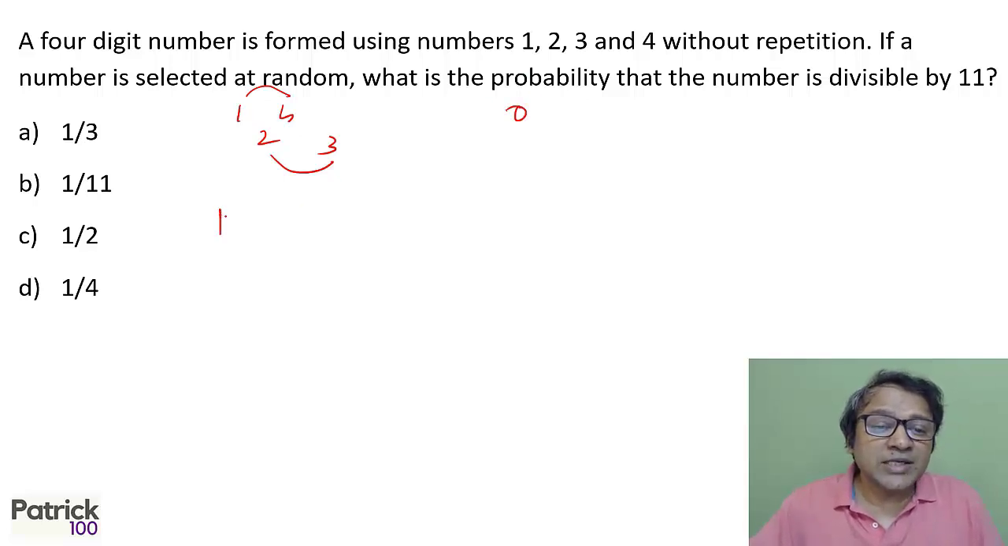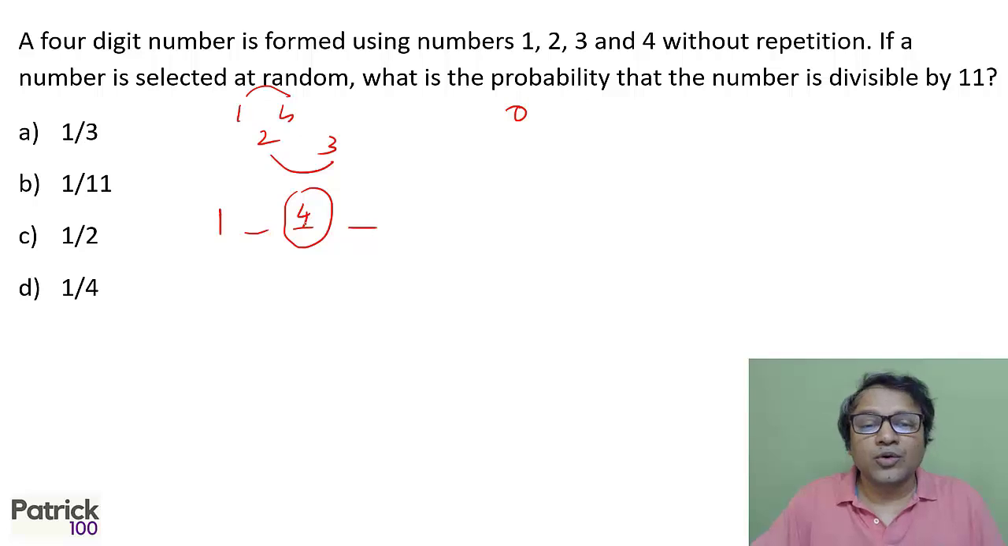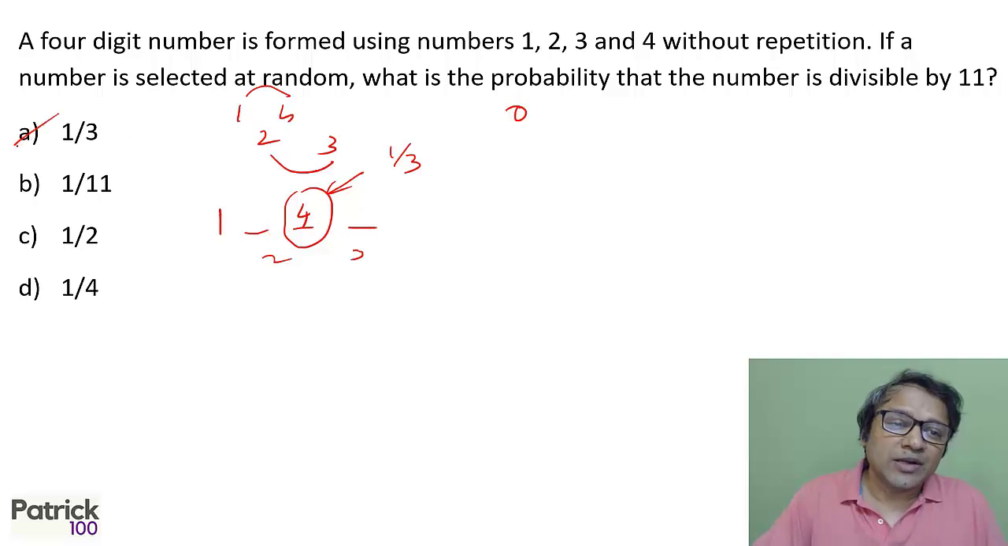Which means when 1 is in the units place or 1 is in the thousands place, the only number that can come in the tens place is 4, to be a multiple of 11. Because then 2 and 3 will come in the other places. So what's the chance that 4 will come here? 1 out of 3 ways. So it's always 1 by 3. Okay, that's one way of solving.